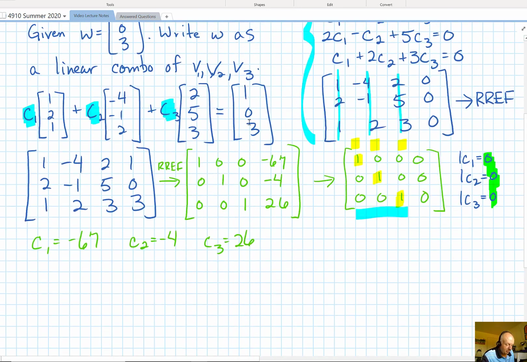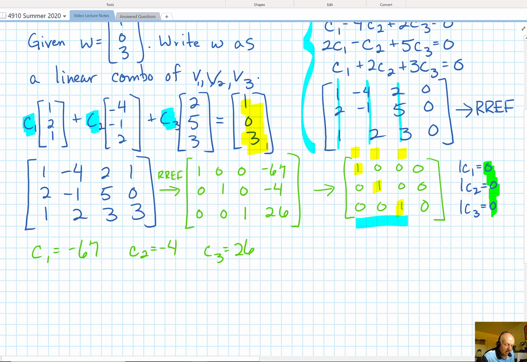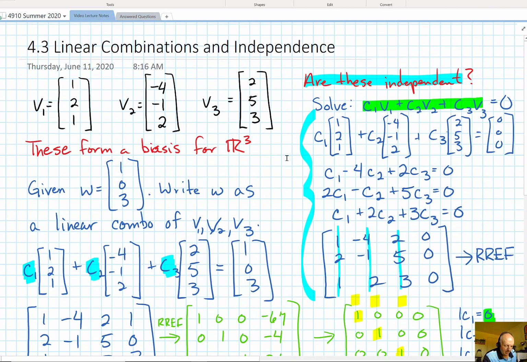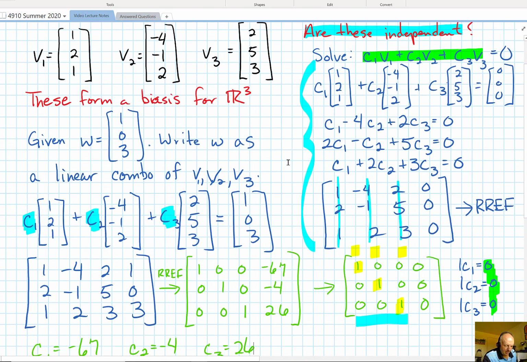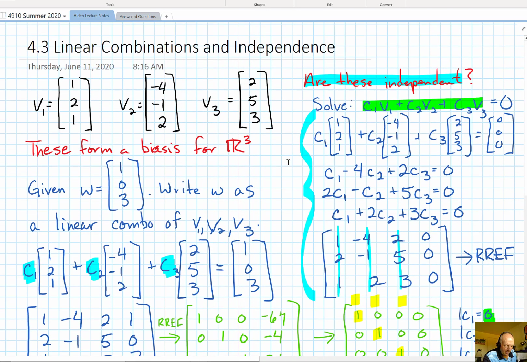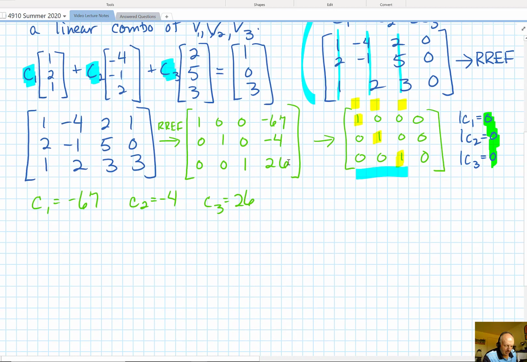All right, so if I want to get to the point 1, 0, 3, I can just take negative 67 of V1, negative 4 of V2, and 26 of V3, and boom, I end up there. All right, I can get to any place using these three vectors. That's what it means to be a basis for a space. All right, for a vector space. Now, if it's R4, then we would need 4 independent vectors to be able to have a basis. Okay, to have a basis.